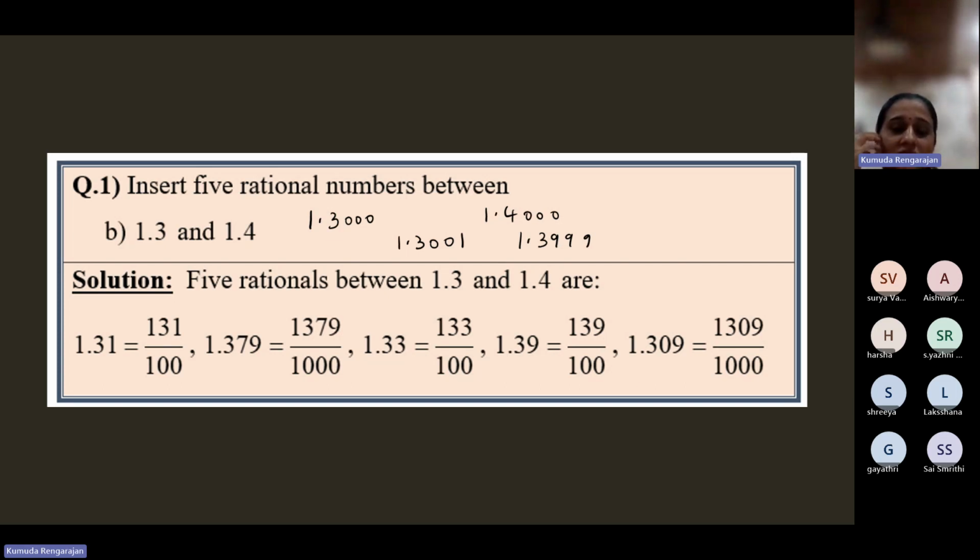So from this you clearly understand that there are infinitely many rational numbers between two given rationals.